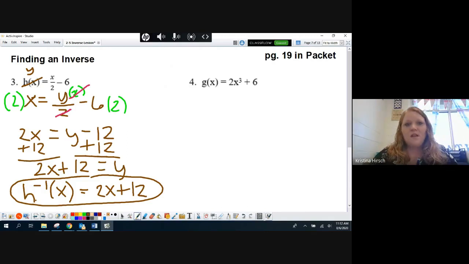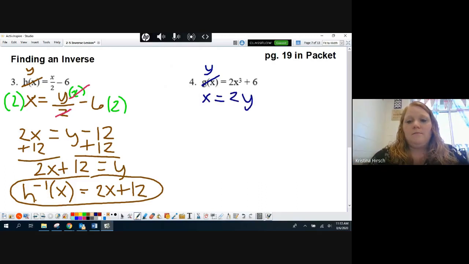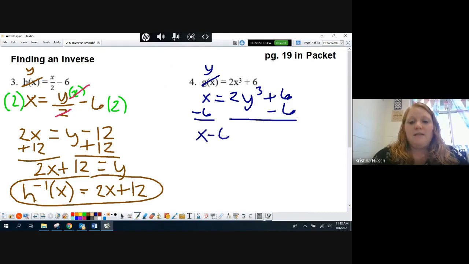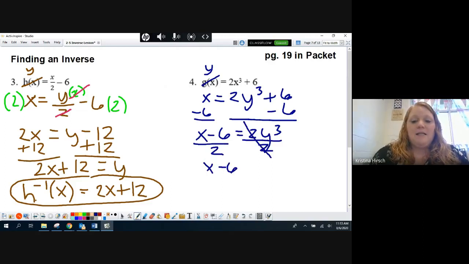All right. The fourth example, again, we're switching this with y, right? Because this is the same thing. So now we're going to swap x and y. We don't have any fractions, so we don't have to worry about that. So I'm going to go ahead and subtract 6 from both sides. So x minus 6 equals 2y cubed. Divide by 2. All right. And then we have x minus 6 over 2 equals y cubed.